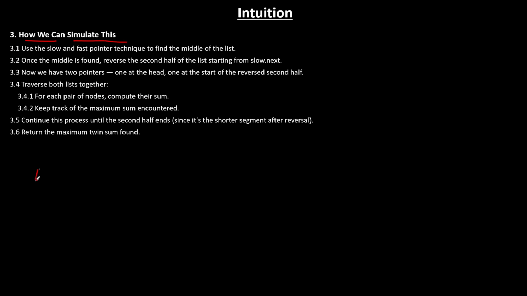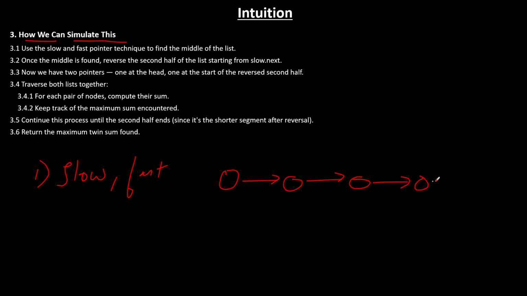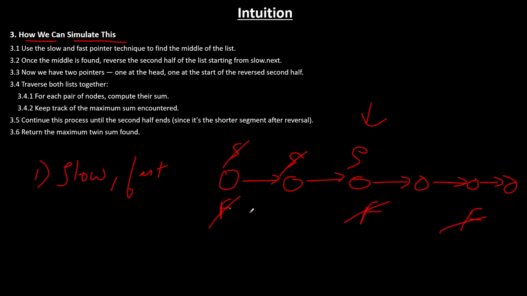So first we could use slow fast pointer. For example, in this case, 3, 4, then 5, then 6. Fine. Slow, fast. Fast will come here in the next iteration, slow will come here. In the next iteration, fast will move here, and slow will eventually come here, and this will go out of the loop. So this is the midpoint. Fine. We got the midpoint. Great.